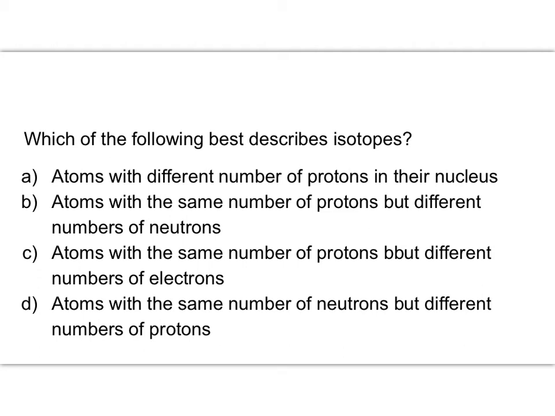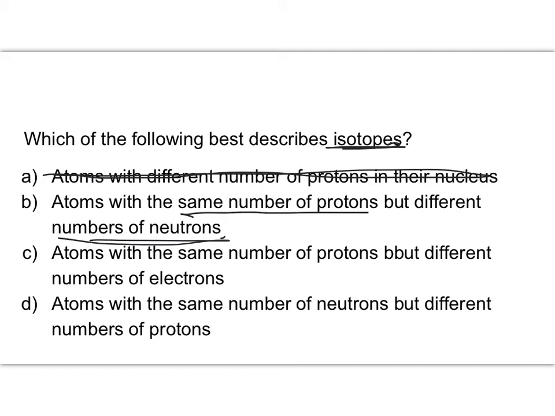Which of the following best describes isotopes? Atoms with different numbers of protons in their nucleus. Well, that would be different elements. So an isotope, which we'll talk about in a second, has to be the same element. That's the first criteria. So different number of protons makes them different elements, and therefore they can't be isotopes. Atoms with the same number of protons, okay, so that makes them the same element, with different number of neutrons. Well, that is actually correct. Isotopes are atoms of the same element, but with different mass numbers. So atoms with the same number of protons, but different numbers of neutrons.